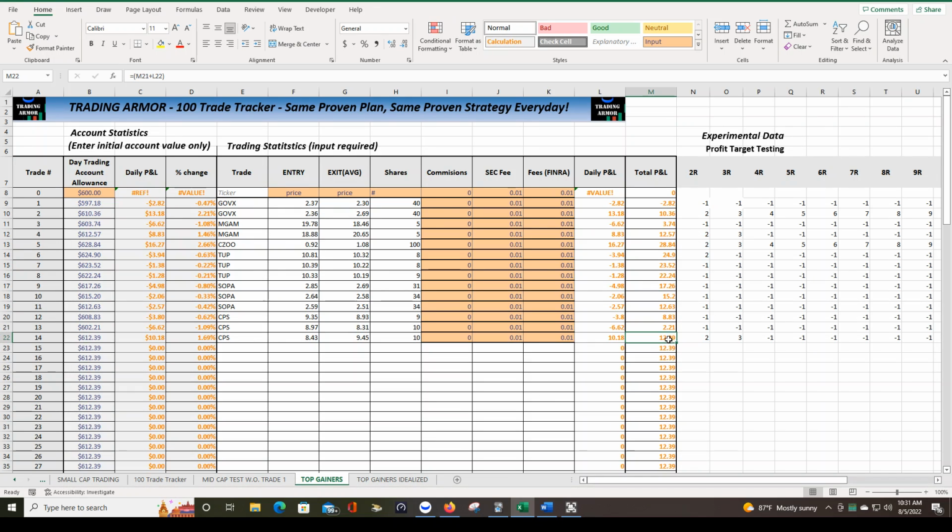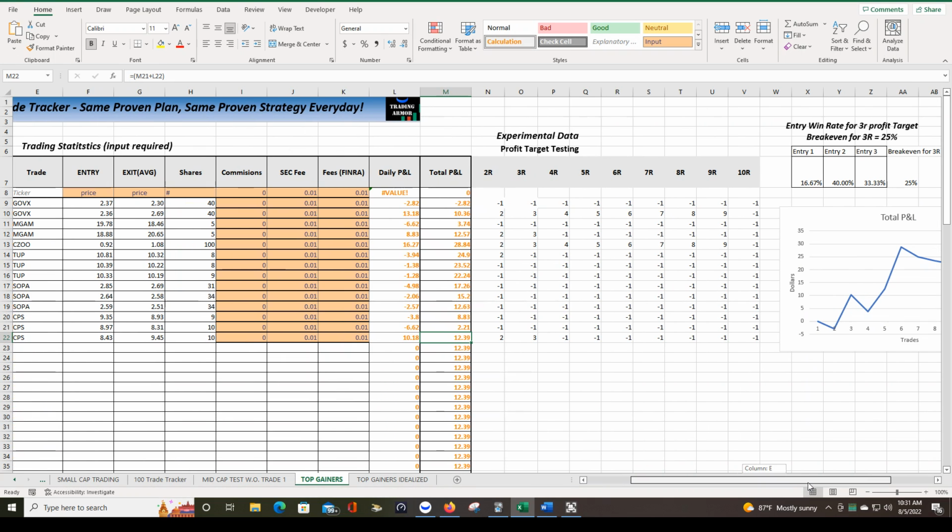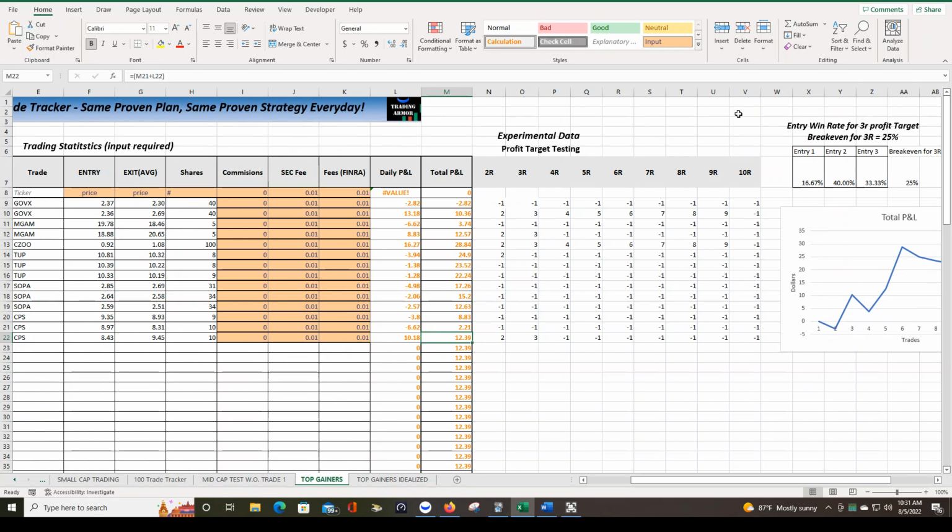And you can see that we are green. This is our total P&L. This is where we're tracking all of the different profit targets. We see how often do these trades go to 2R, 3R, all the way up to 10R. And you can see 2 of them have gone all the way to 9R. So 2 trades went to 9R.